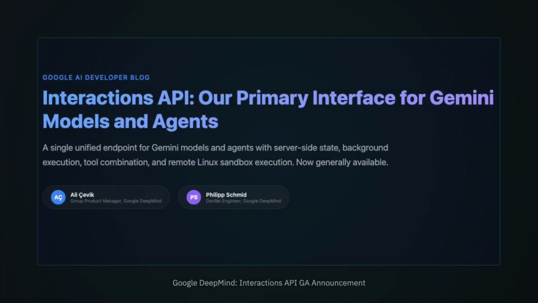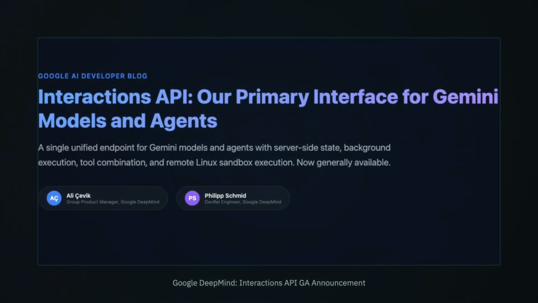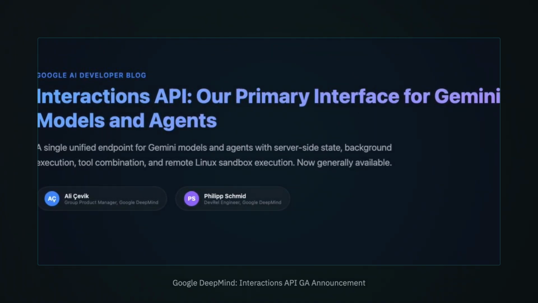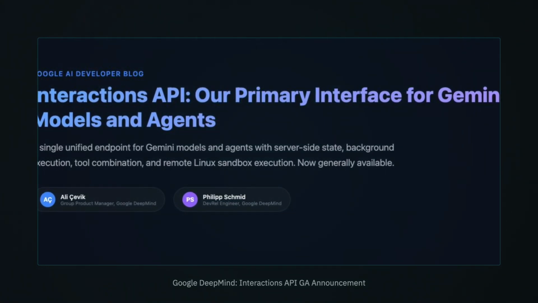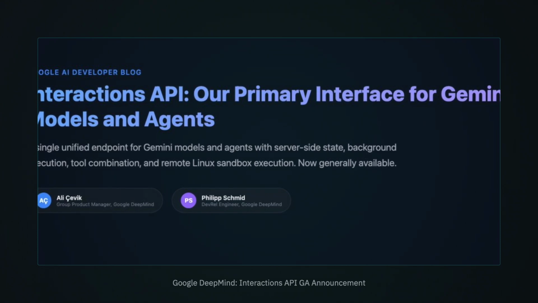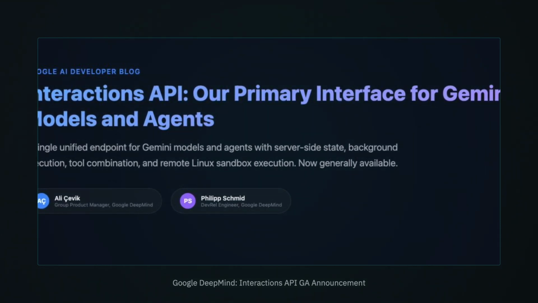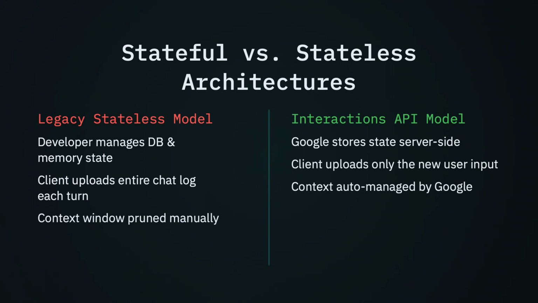This is why Google's announcement of the Interactions API in general availability is a massive deal. Instead of selling raw, stateless tokens, Google is moving up the stack. They are providing a unified, stateful endpoint that handles conversation history, background tasks, and agent compute directly on their cloud infrastructure. Let's look at the architectural difference.